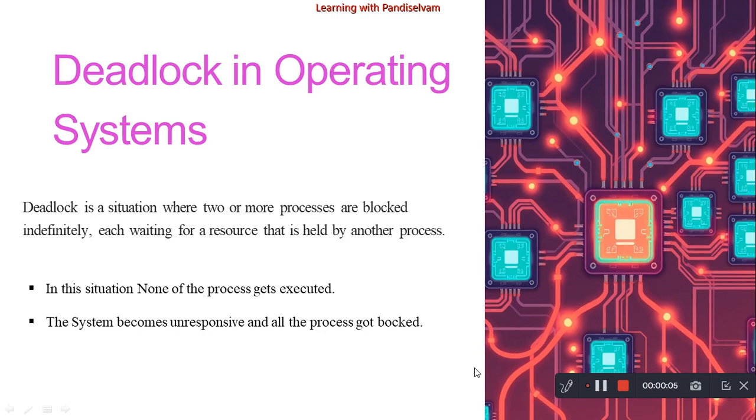So in this video we are going to talk about deadlock in operating systems. Deadlock is a situation where two or more processes are waiting for resources that are held by some other process. In this situation none of the processes gets executed. The system becomes unresponsive and all processes get blocked. This is the exact situation of deadlock.